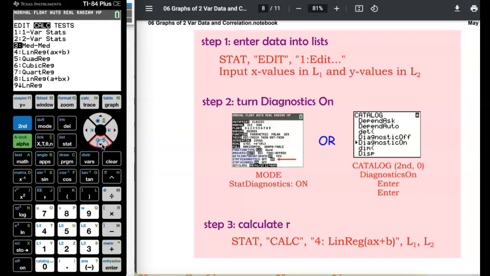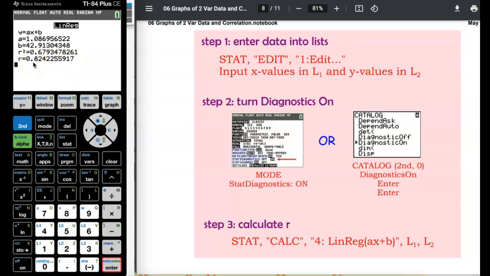And option 4 is called a linear regression, which we will discuss in our next lesson. But just make sure that L1 is in X. Remember, we talked about that already with the graph just a second ago. L2 is in Y. You don't have to worry about those right now. And then just hit calculate, and don't worry about anything here except notice that we have R. And so it looks as though we have a pretty strong correlation because it's relatively close to 1.